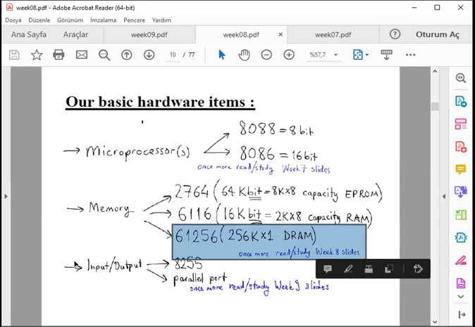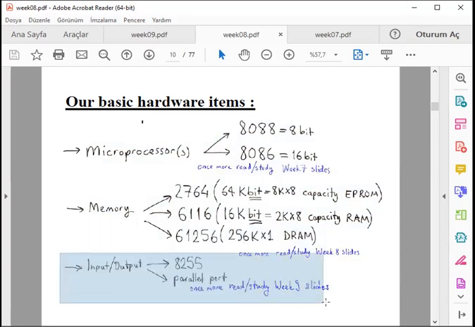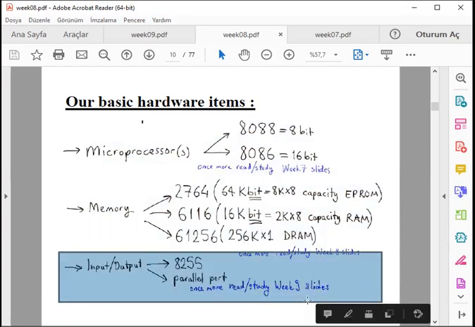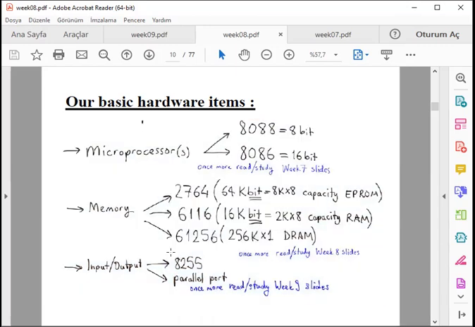The third item, the third simplest item in the hardware, is the input and output device. We will learn in week number 9 that input and output can be done either by directly utilizing the microprocessor or utilizing so-called memory mapped. We will learn this in the week number 9 material, but during this overview, we also have a chip.